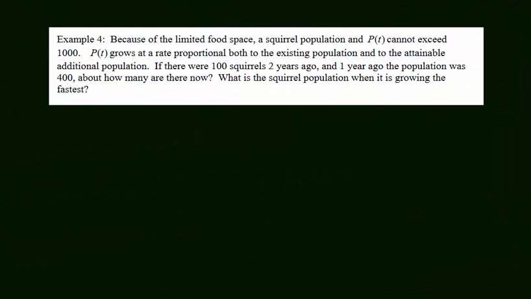Example number 4. Because of the limited food space, a squirrel population, P of t, cannot exceed 1,000. P of t grows at a rate, so here we go, we're talking about a rate, proportional to both the existing population and the attainable additional population. If there were 100 squirrels 2 years ago and 1 year ago the population was 400, about how many are there now? What is the squirrel population when it's growing the fastest?